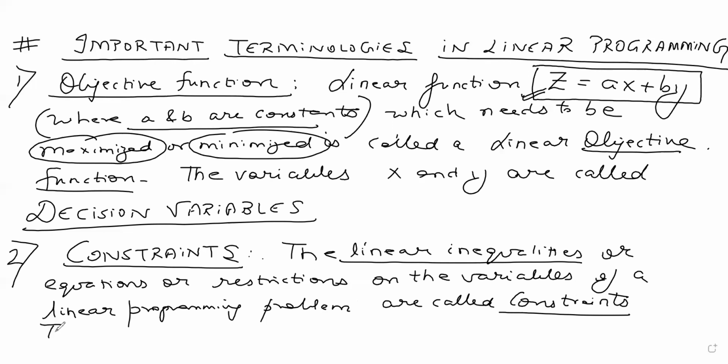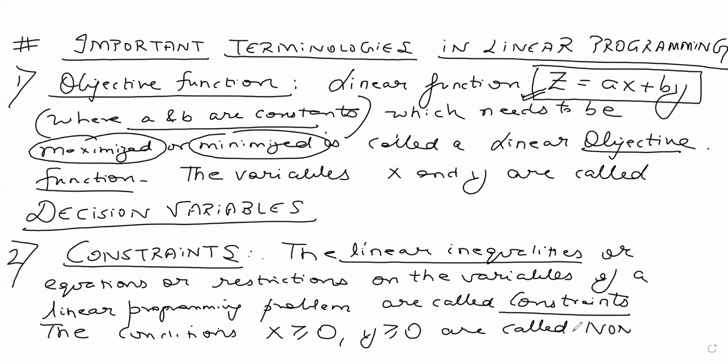Okay, remember we said that in the linear programming problem, the decision variables are non-negative. Non-negative means the conditions that x is greater than or equal to 0 and y is greater than or equal to 0 are called non-negative restrictions.